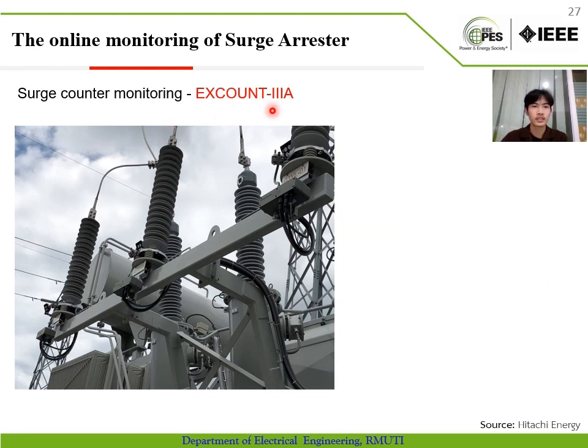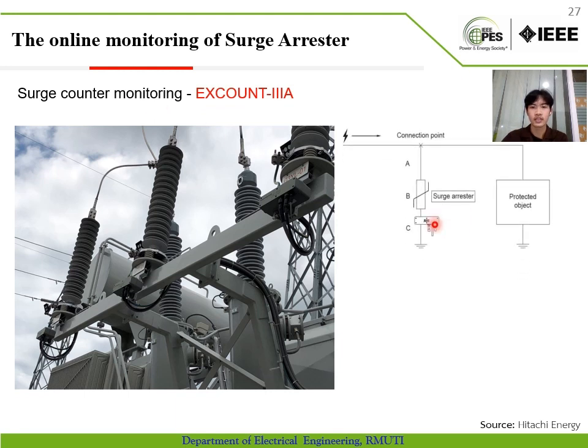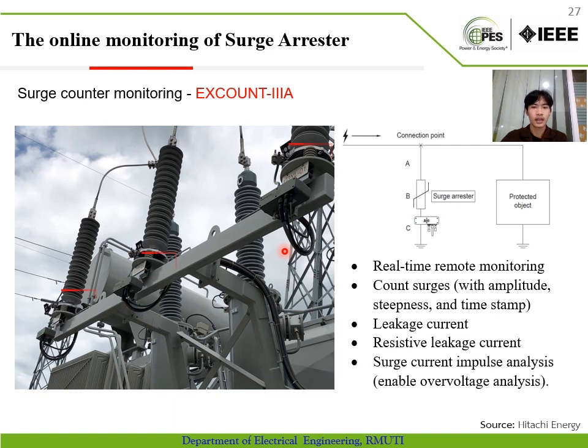The Country A is the device for surge control monitoring, implemented after the surge arrester to protect the power transformer from lightning, temporary voltage, and switching events. And this is the location of the Country A for real-time remote monitoring with amplitude, steepness, and timestamp, and continuous monitoring of electric current, resistive current, and surge current impulse, for analysis of the impulse curve and prediction of the operation of the surge arrester.